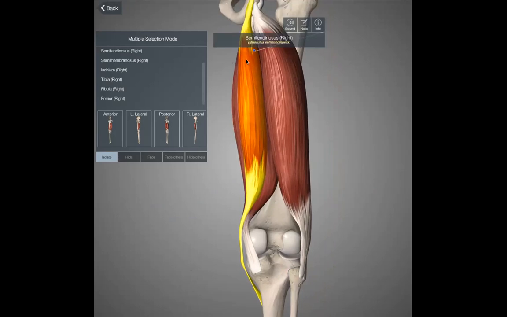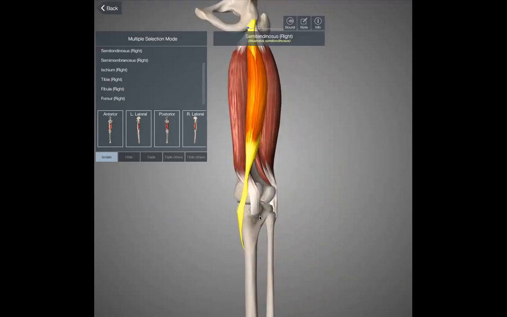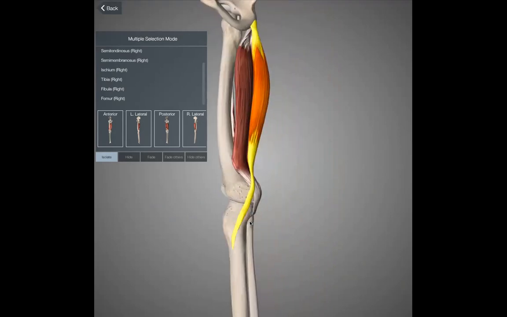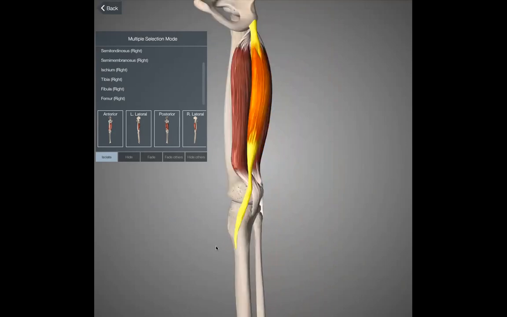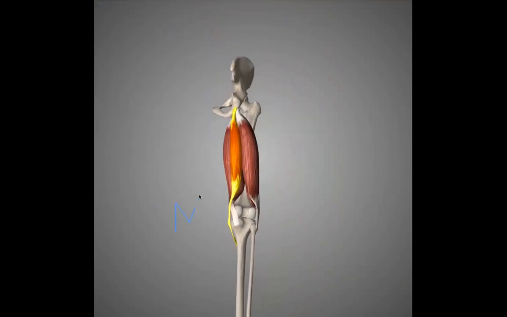The semitendinosus originates from the ischial tuberosity again, and it attaches to the medial surface of the tibia. You can see the medial surface of the tibia, because as I said, this side is medial and this side is lateral. So the medial side of the tibia is the attachment of the semitendinosus, originating from the ischial tuberosity.